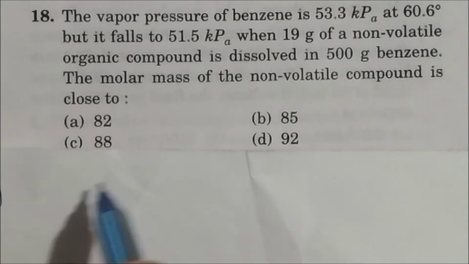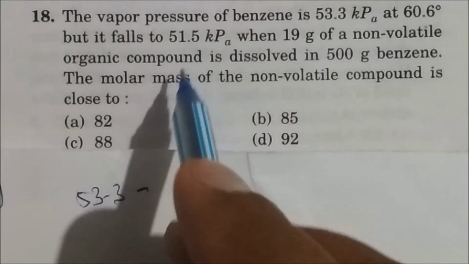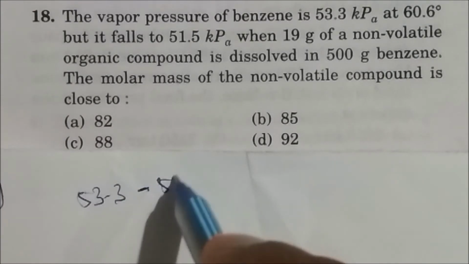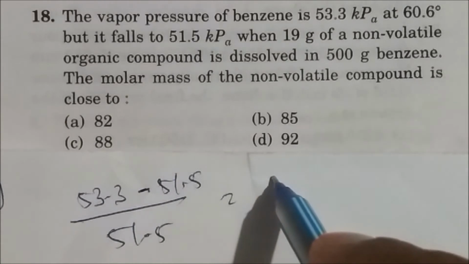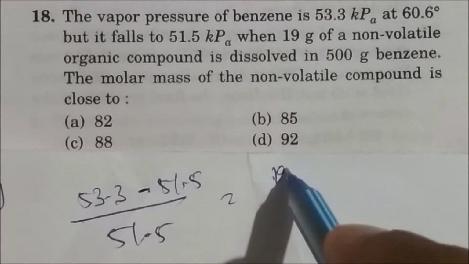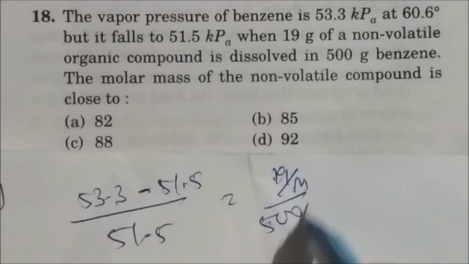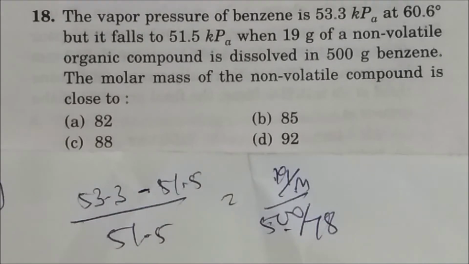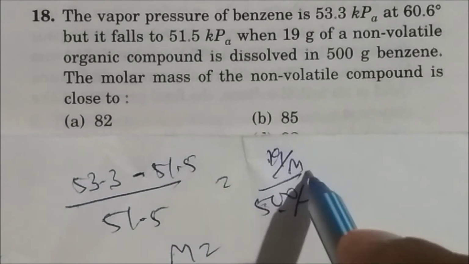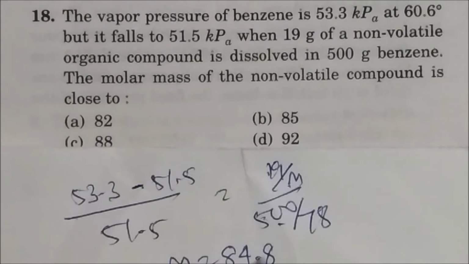So we can use, pure vapor pressure is 53.3 and it is falling to 51.5. So we can write it 51.5, and if you divide by 51.5, we can directly write, weight is given 19 and molar mass we don't know, and benzene is 500 divided by benzene molecular weight, which is 78. Now if you solve the whole equation, you will get the molecular mass, which is 84.8, almost 85.